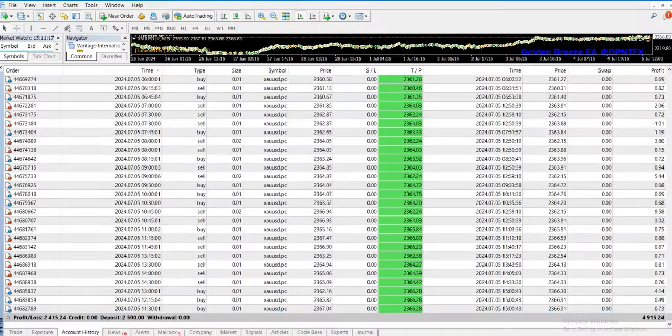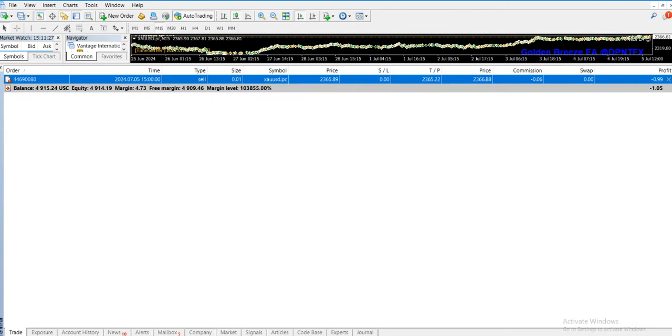So we started with 2500 and we made around 2415, almost 100%. It's not 100%, but almost, in a span of 2 months. And this is a single trade that is going on right now. This is the only trade that is running right now. There could be multiple trades, but at this moment, this is the only trade that is going on.